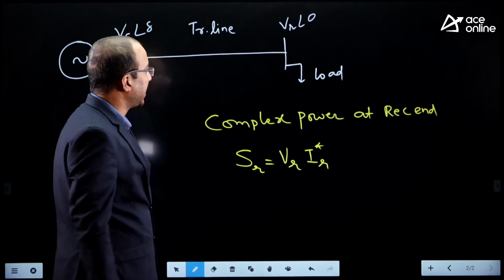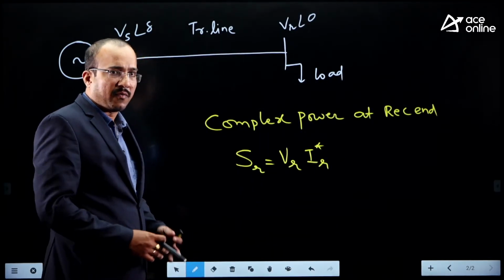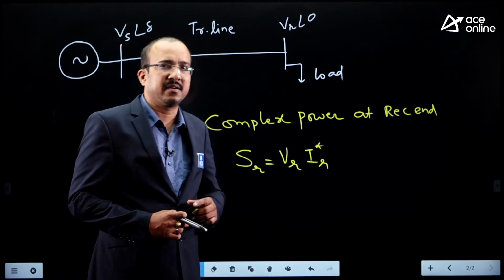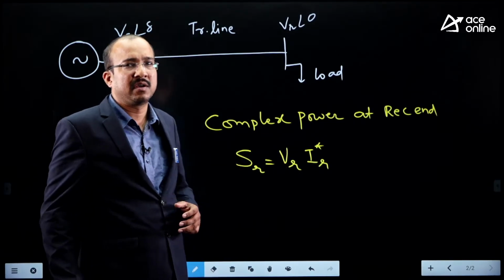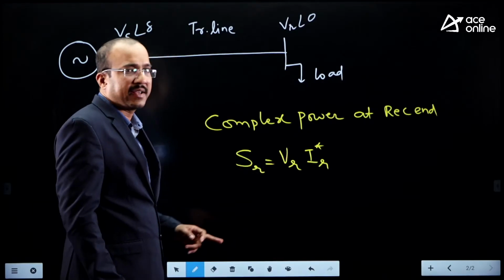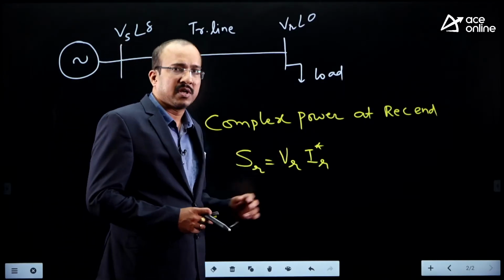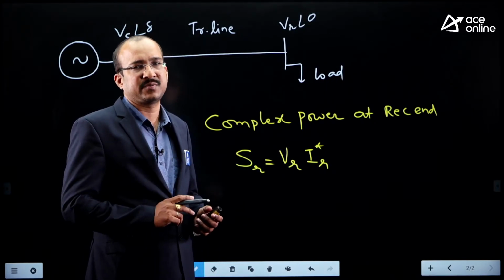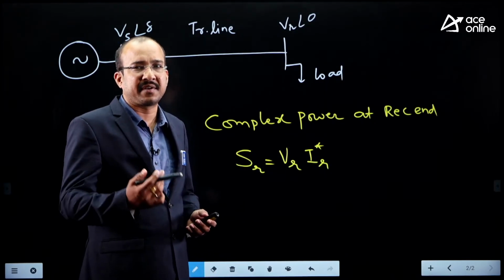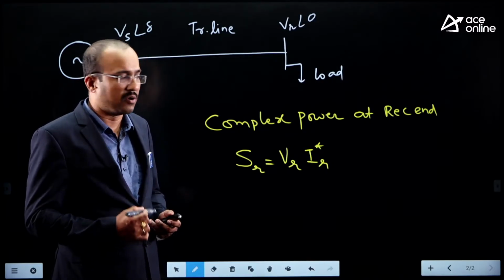What is the purpose of this conjugate while writing the complex power? The purpose of the conjugate is to ensure the sign for real power is always positive, and the sign for reactive power changes based on the load condition.